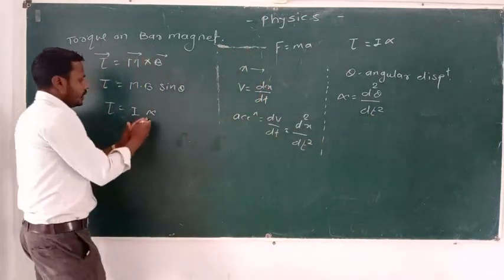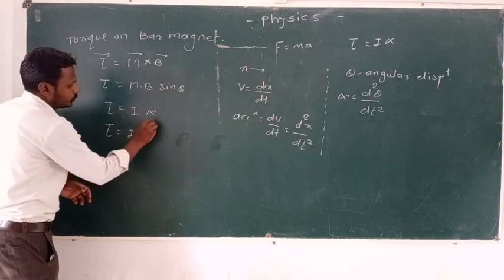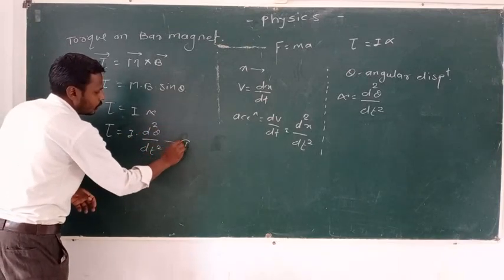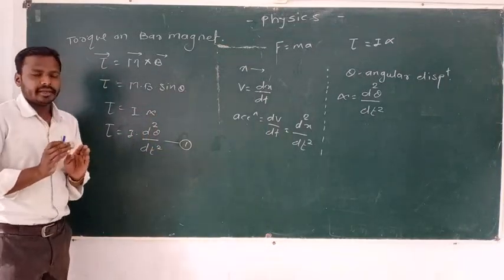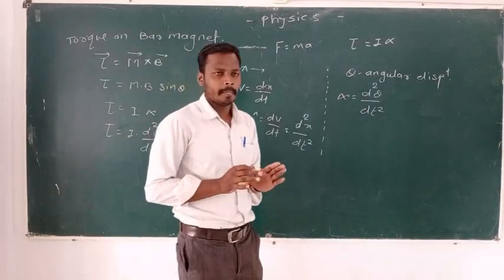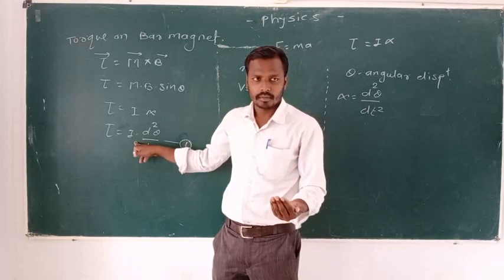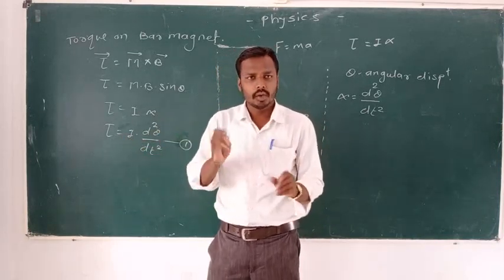Take this value in this equation. I can write torque is equal to I into d2 theta by dt square. This is equation first. I repeat, a bar magnet is kept in uniform magnetic field, and torque is applied on it, and due to this torque the bar magnet gets rotated.